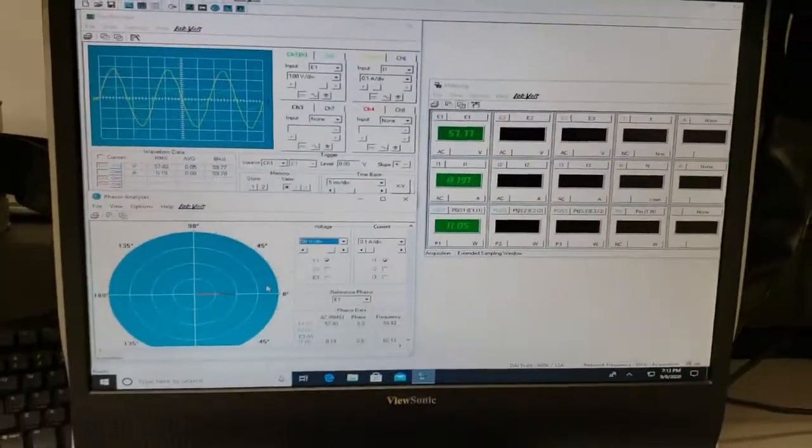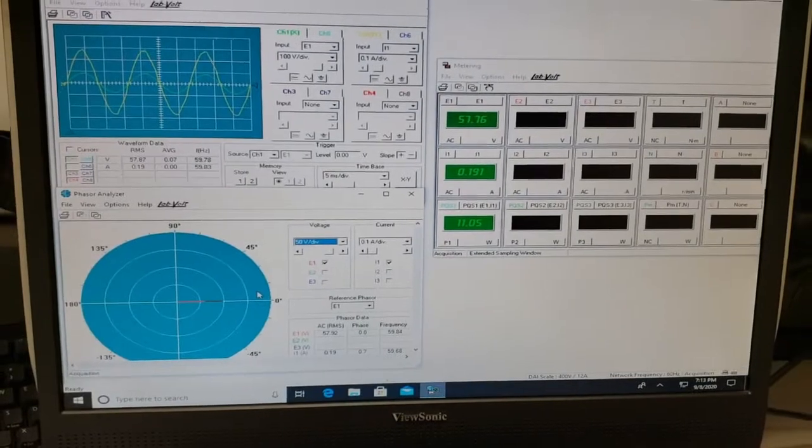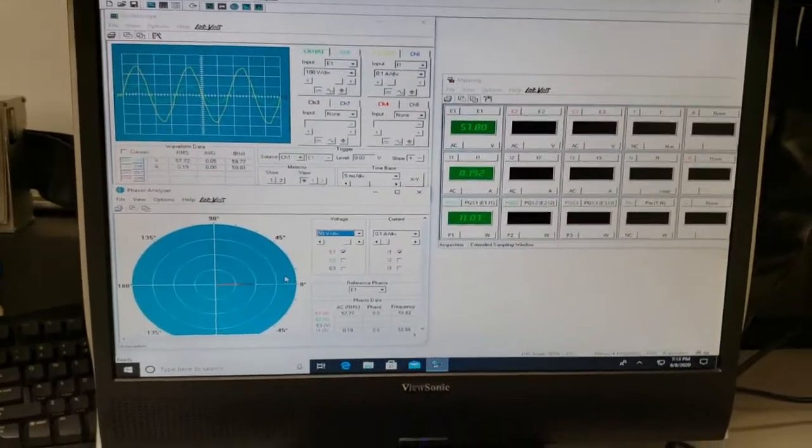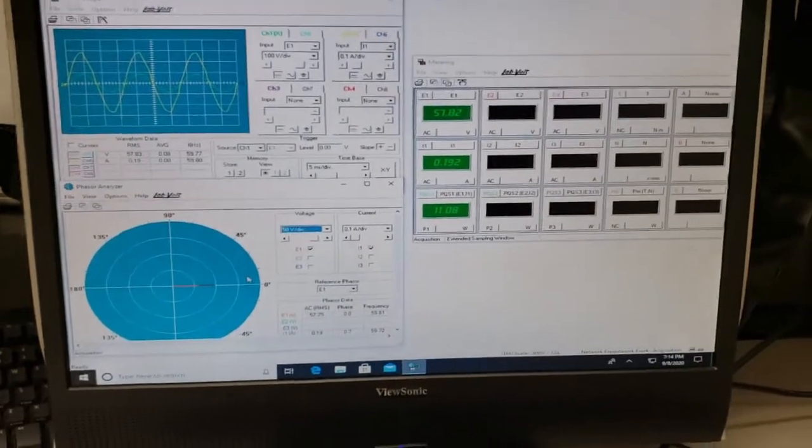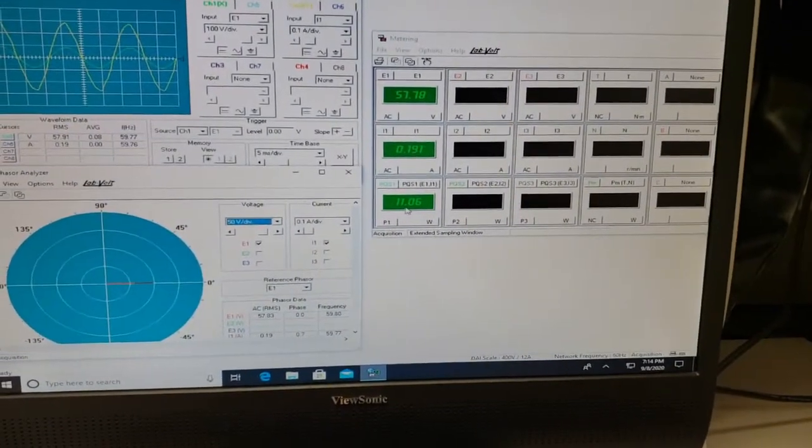So anyways, that's with the resistive load connected, and that makes sense. Resistive loads should have their voltage and current in phase. The power factor would be 1 here. And we can also see the real power consumed is 11 watts.